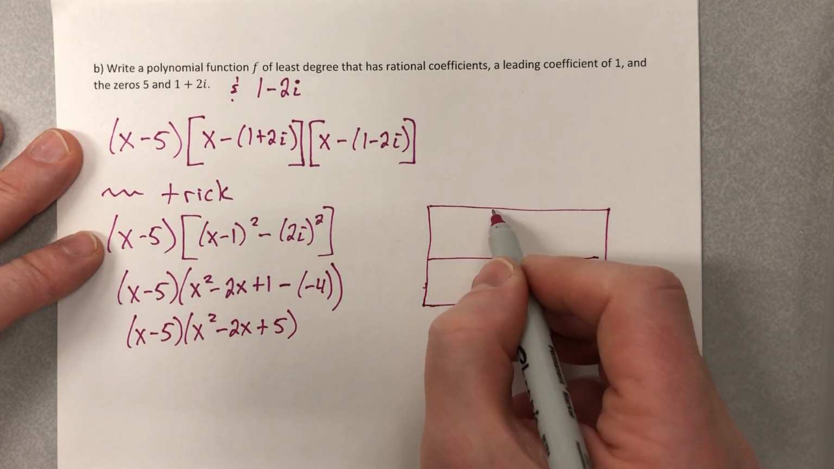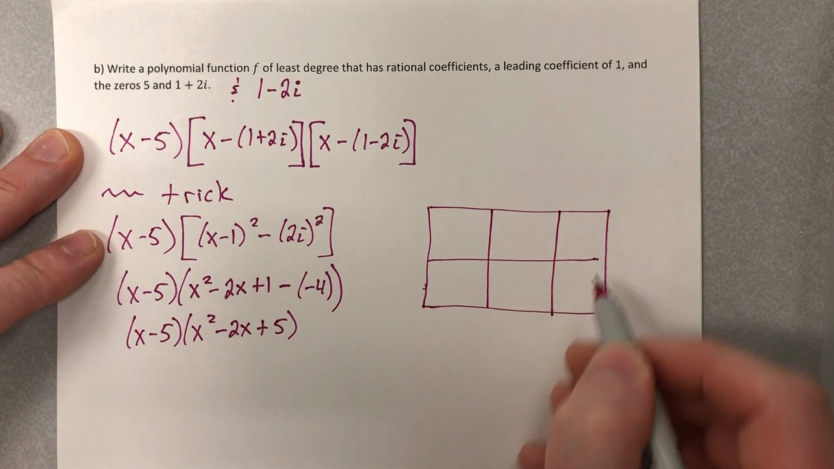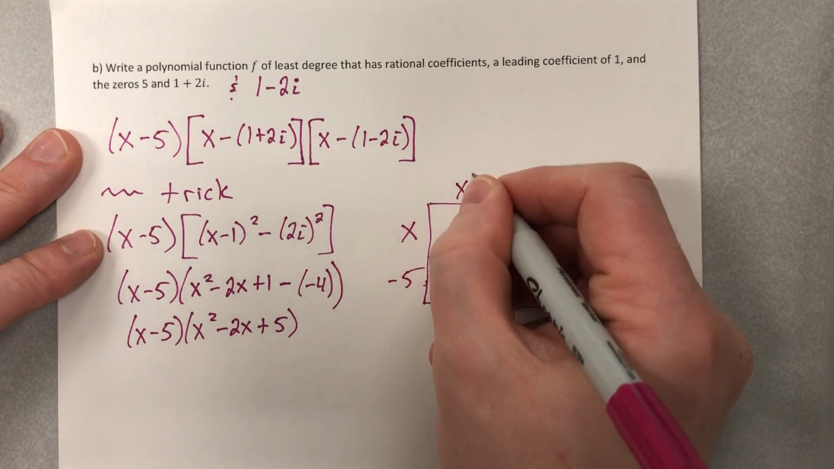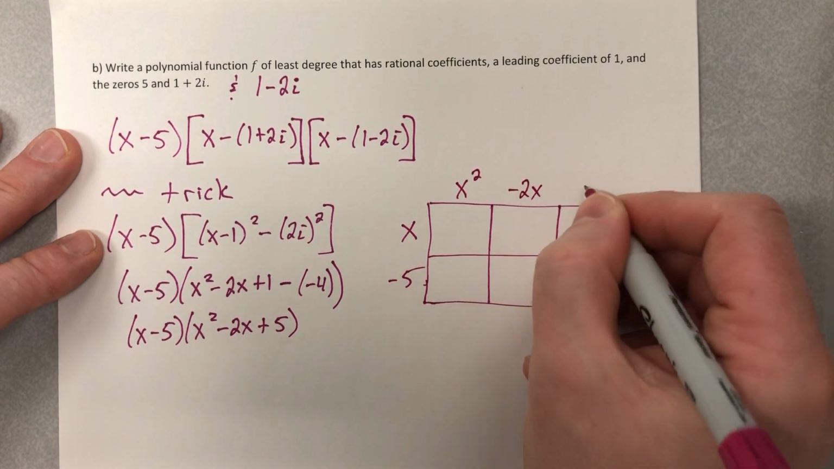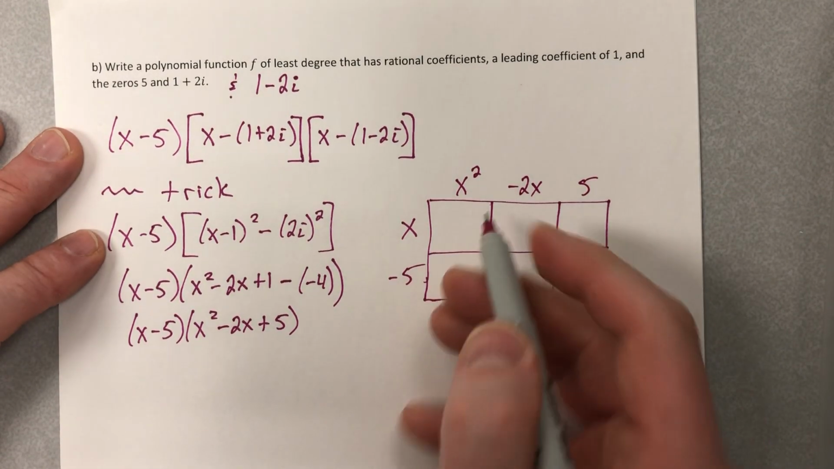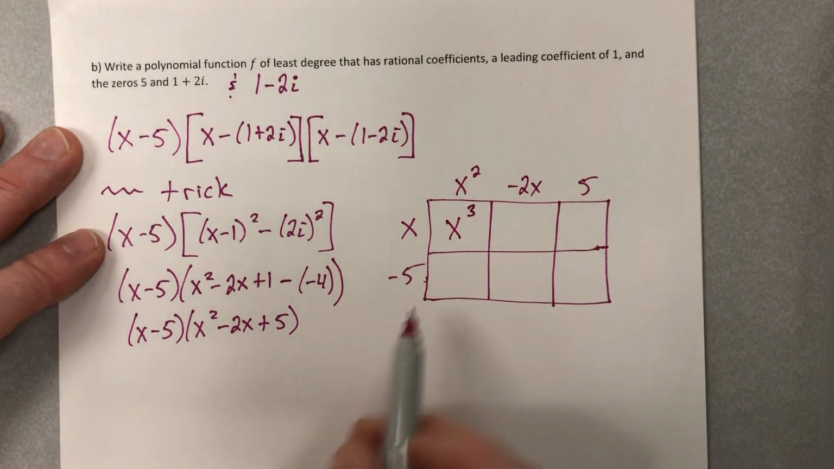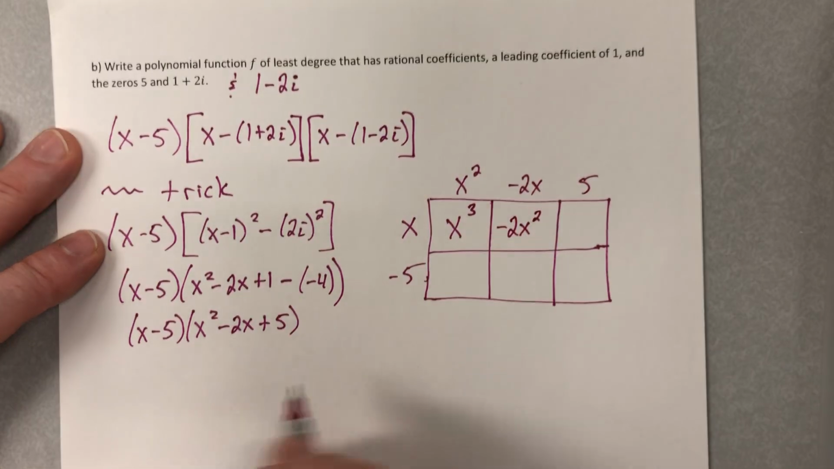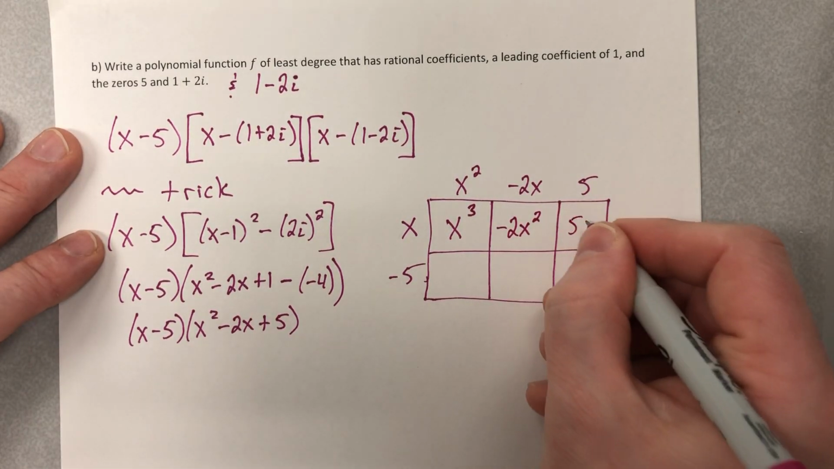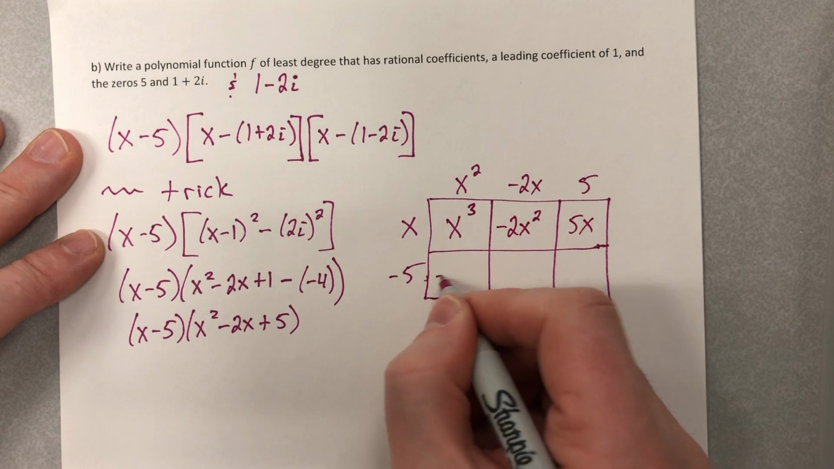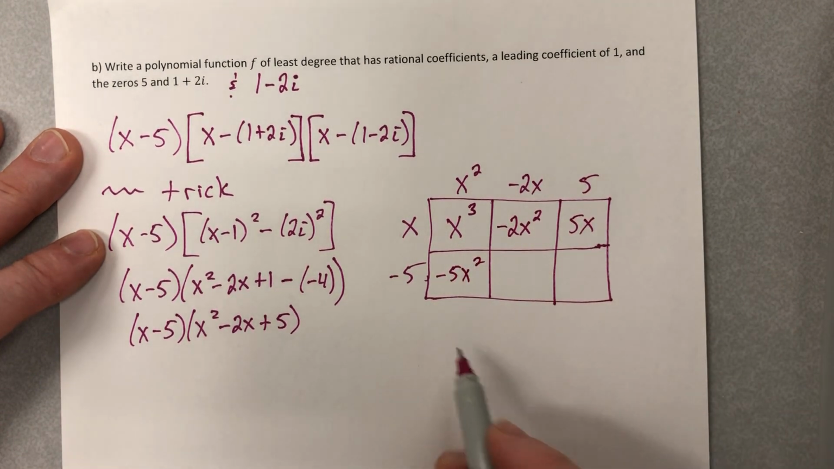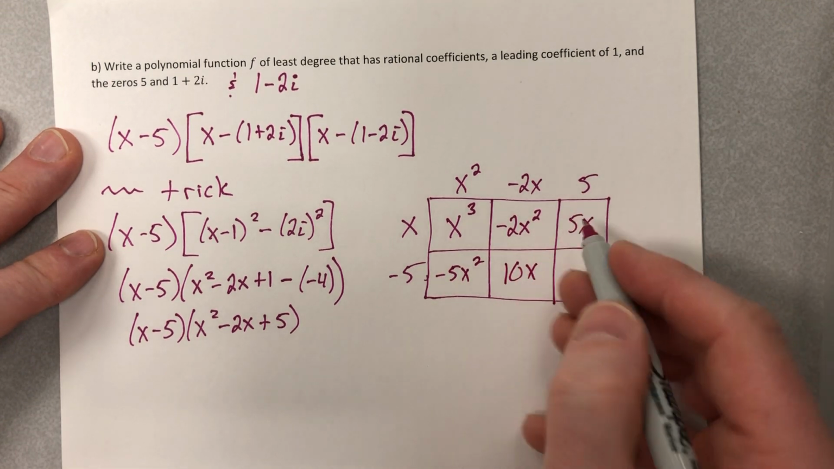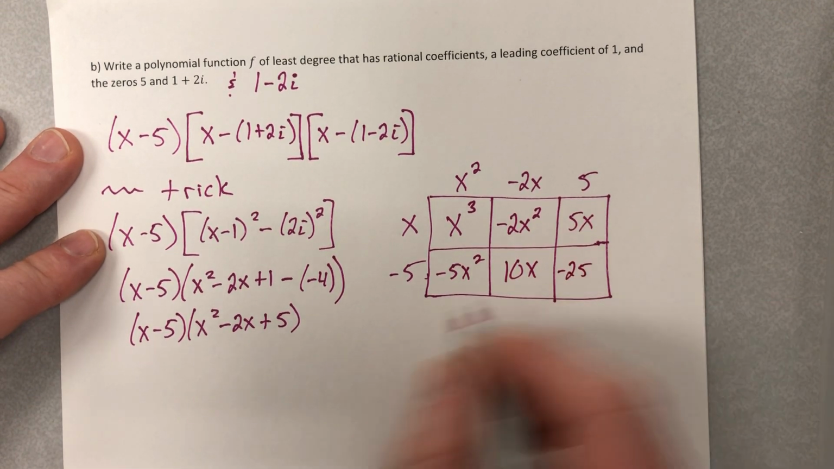And now we're just going to multiply our polynomials. All right, we have an x, a negative 5, an x squared, a negative 2x, and a 5. x times x squared is x to the third. x times negative 2x is negative 2x squared. x times 5 is 5x. Negative 5 times x squared, negative 5x squared. Negative 5 times negative 2x is 10x. And negative 5 times 5 is negative 25.